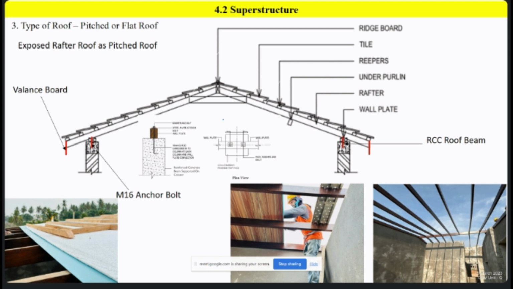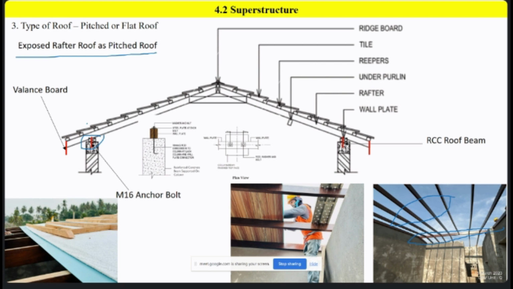Now I am going rapidly through the roof. This is a pitch roof. Normally we construct pitch roofs in villas as well as residences. We have done pitch roofs. Normally this pitch roof is an exposed rafter roof. We call this an exposed rafter roof. The exposed rafters are the ones here. These are the rafters. This is called the ridge board. This is the ridge board and this is your wall plate.